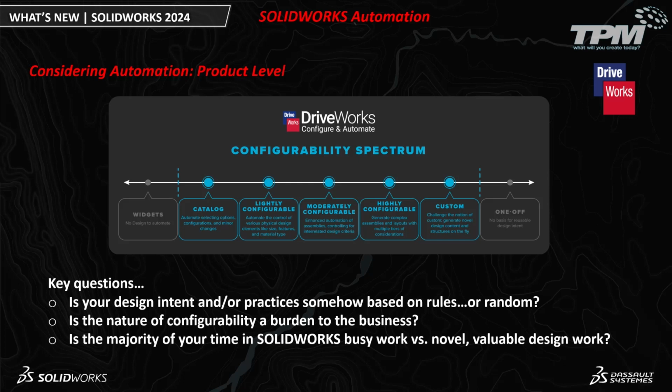So let's move on to why automation at the product level. First, think about your product and where it may be on what at TPM we call the configurability spectrum. There's a wide range here, so let's break it down to help characterize the nature of configurability. What we want to be able to answer is, how does the nature of product configurations challenge a business, and what are the opportunities to seize with automation?